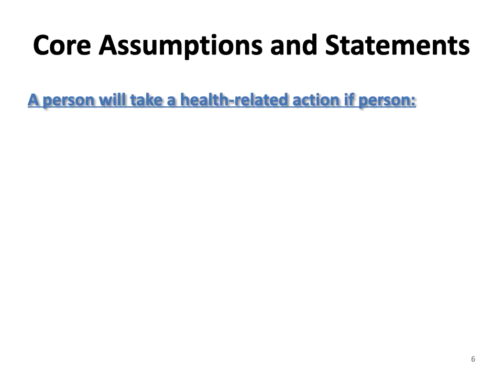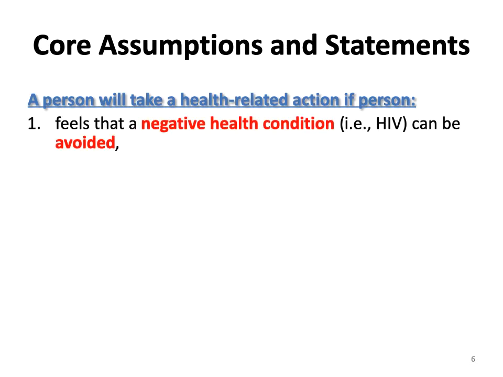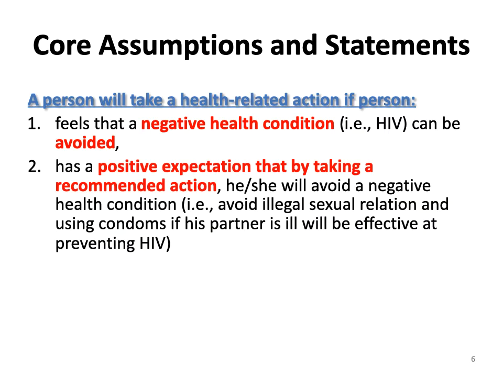The core assumption and statement for this health belief model was that a person will take a health-related action if the person feels that a negative health condition like HIV can be avoided, and if the person has positive expectations that by doing the recommended action, he or she will avoid the negative health condition, by avoiding illegal sexual relations and using a condom if the partner is ill, which will be effective in preventing HIV. So, if the person feels that the condition is serious, he may take this action.